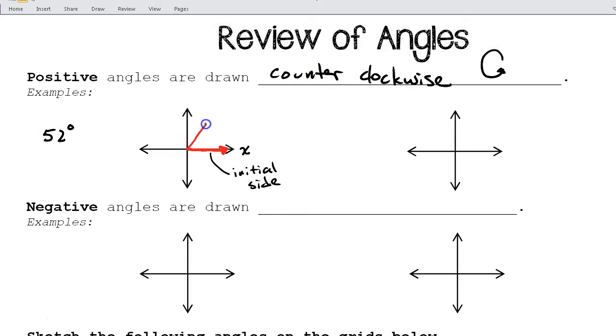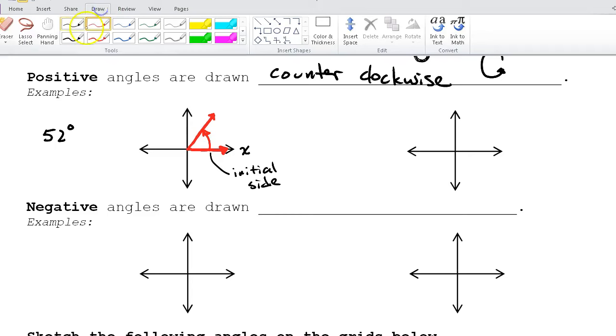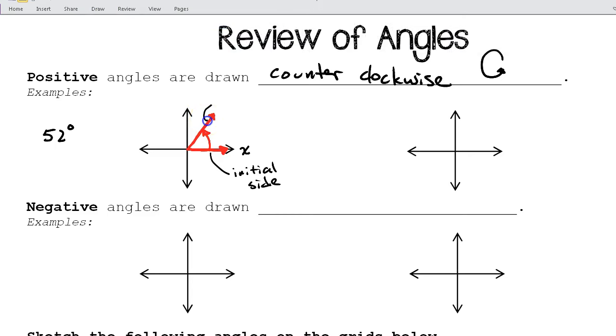So 52 is going to be somewhere around here, and then here's our angle, but we always want to mark it to show the direction. That little ray that goes in between the initial side and the terminal side is required. It shows the direction. Again, it's showing counterclockwise, which is our positive direction.